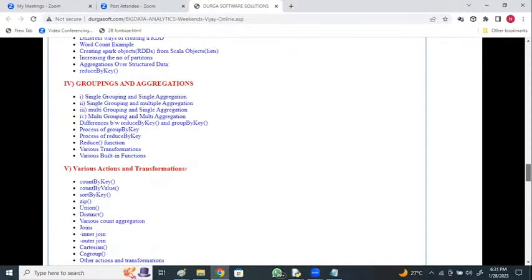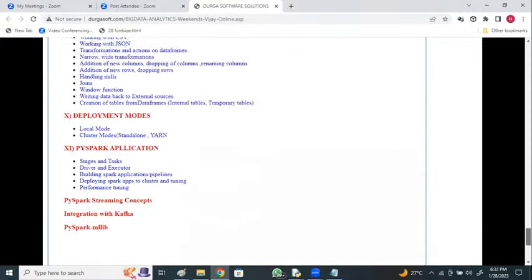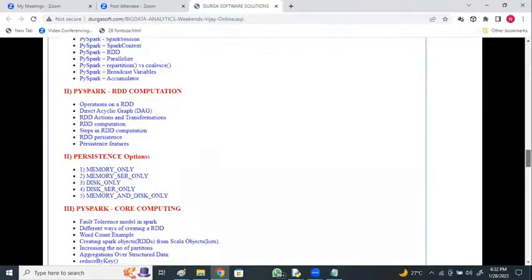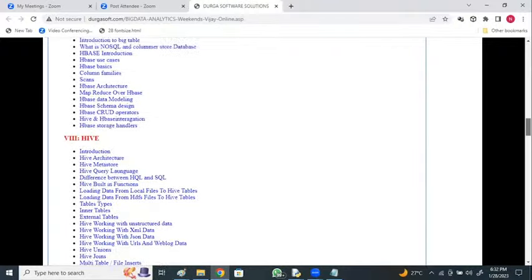So all this, in brief and in depth, we'll be discussing the entire data analytics with Hadoop and Spark, the different APIs given, and with many working examples.